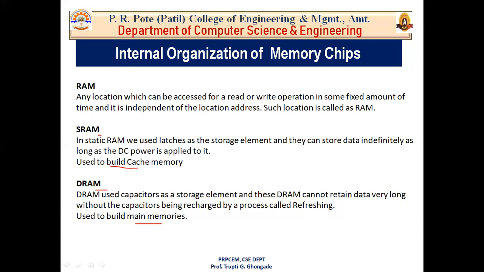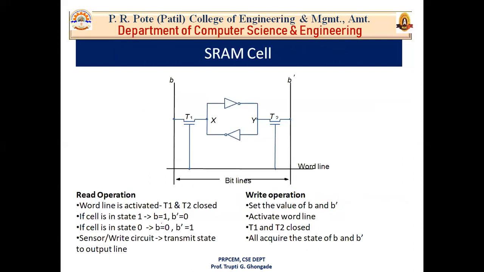Now we move on to the details of static RAM and dynamic RAM. First, let's discuss static RAM. The static RAM cell is denoted by SRAM. Again, moving on to the definition, the storage element in static RAM is a latch, and it stores information as long as power is applied to it. So these memories are called static RAM. In the diagram, I have shown one memory cell.